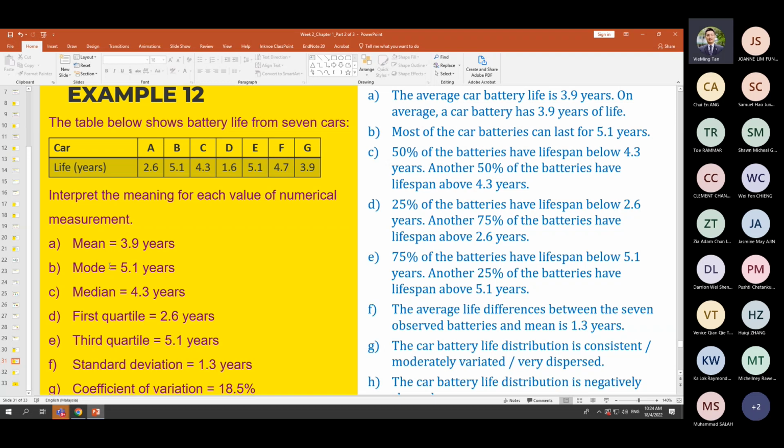Okay, how about mode? Mode 5.1 years. What is the meaning? That means among these 7 car batteries, the sample, most of the car batteries can last for 5.1 years. If you don't want to use most of the, you can say majority. Majority of the car batteries.